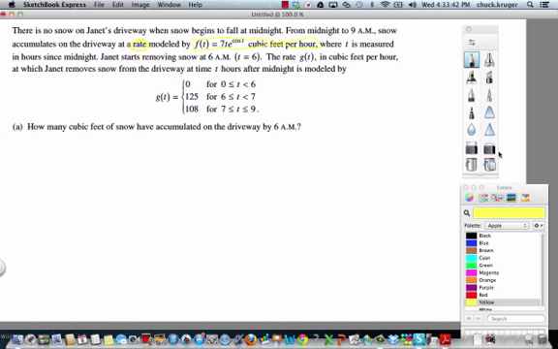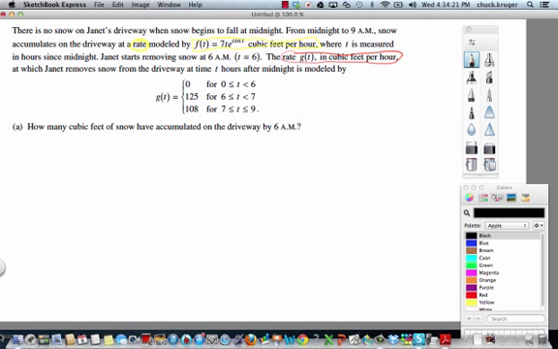G of t, again, this is a rate, and it's also in cubic feet per hour, is the rate at which she removes the snow at time t. So these are constants. She's removing it at 125 cubic feet per hour from 6 to 7, and she's removing it at 108 cubic feet per hour between the hours of 7 and 9. So that gives us kind of an idea.